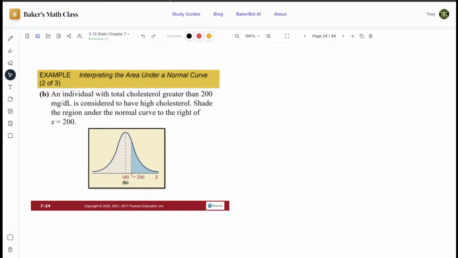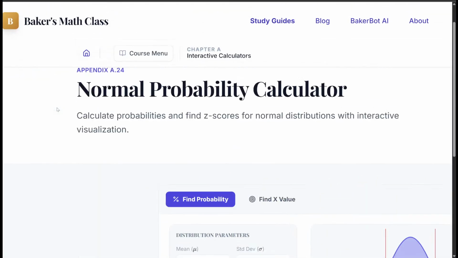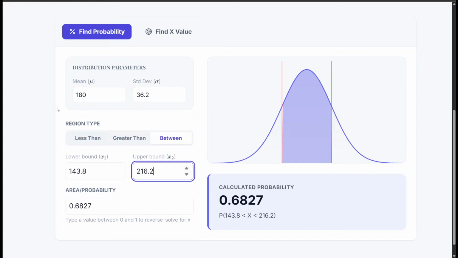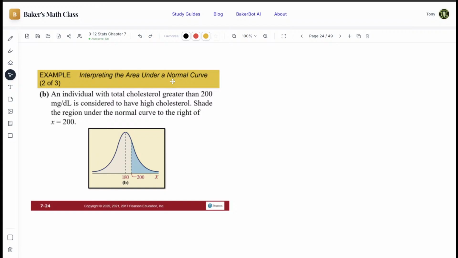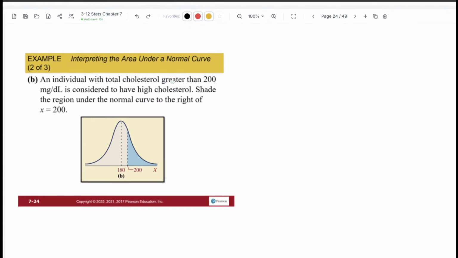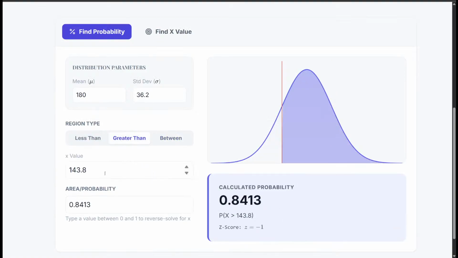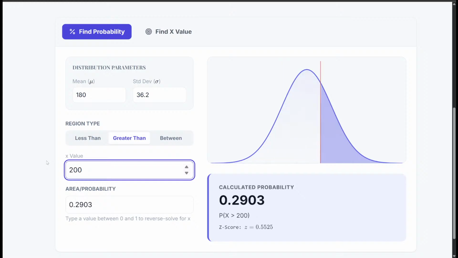What number calculator is that again? This one is 24. Yeah, the two calculators we're going to use today are 24 and 26. If we're looking for a total cholesterol greater than 200, go greater than 200. Approximately 29%.